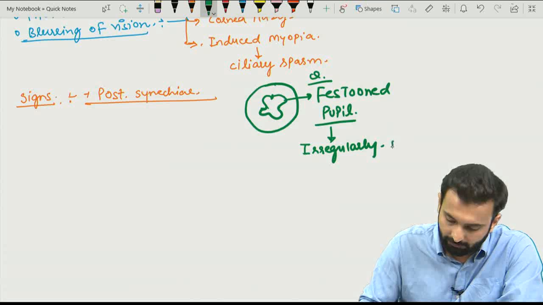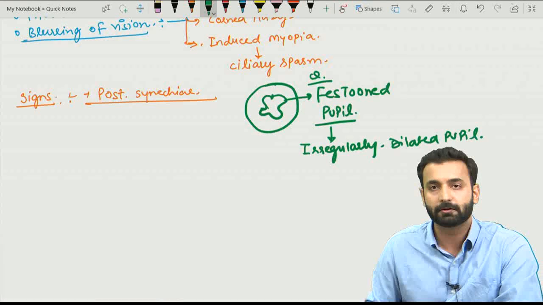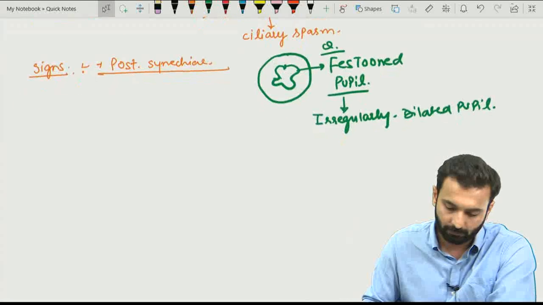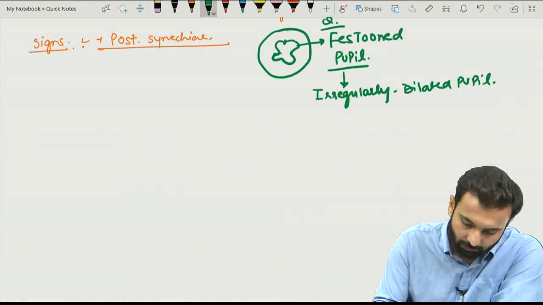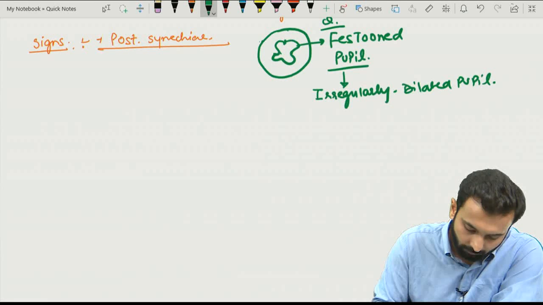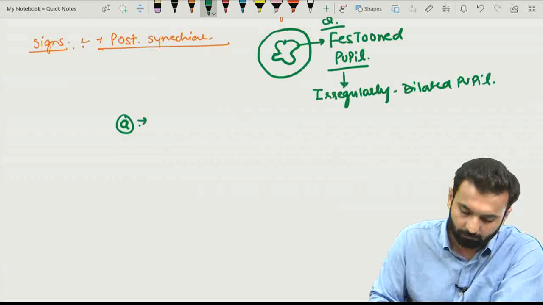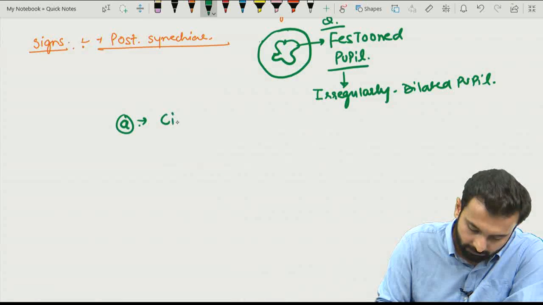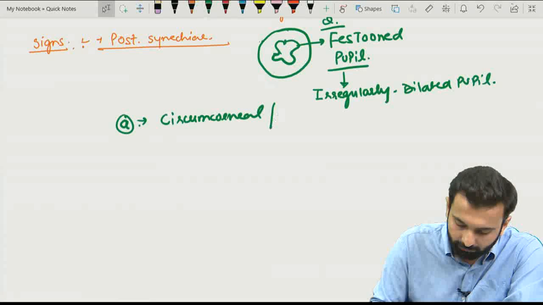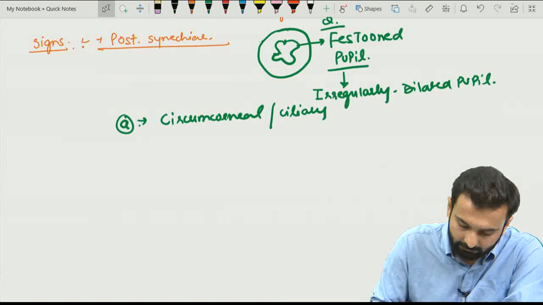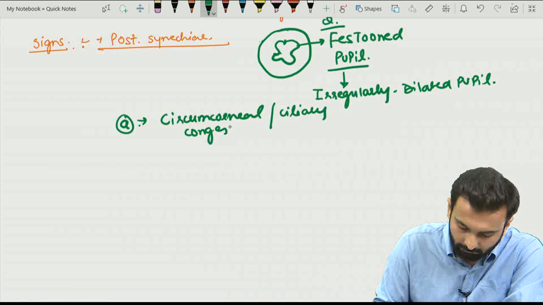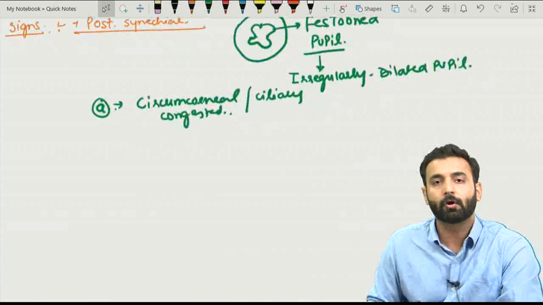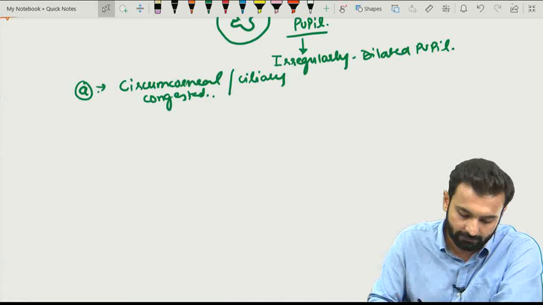This irregularly dilated pupil is known as festooned pupil, right? What are the other signs you will see? Patient can have circumcorneal congestion, circumcorneal or ciliary congestion, right? Circumcorneal or ciliary congestion you will see.